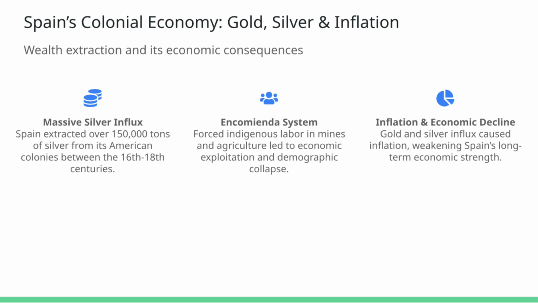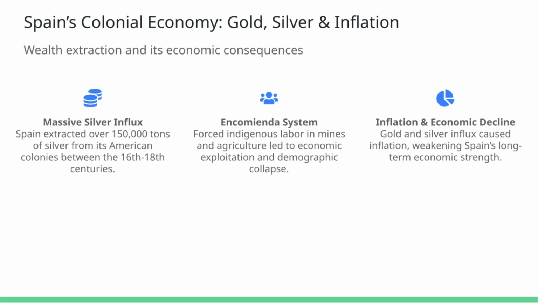A huge part of this system was the encomienda system, a brutal labor structure that forced indigenous peoples to work in mines and agricultural plantations. The goal? To extract as much wealth as possible, as quickly as possible. But this came at an enormous human cost. Entire populations were wiped out due to overwork, disease, and violence. Spain's economy was booming, but it was built on exploitation and destruction.